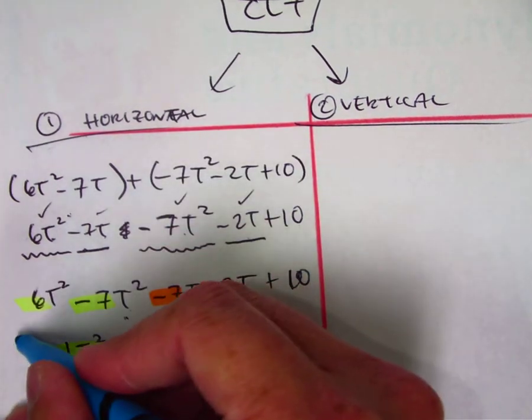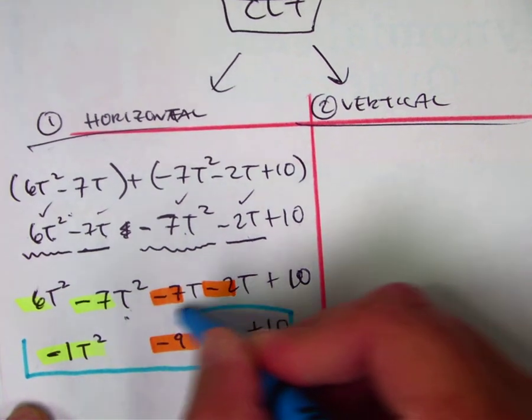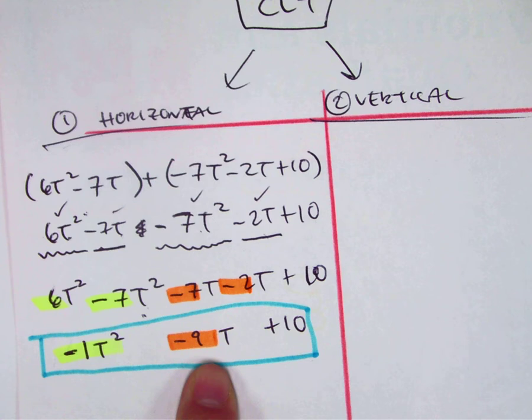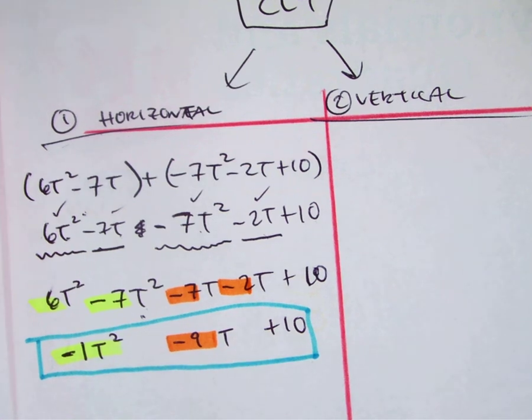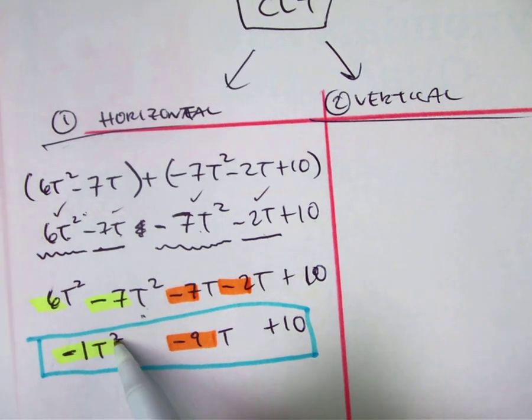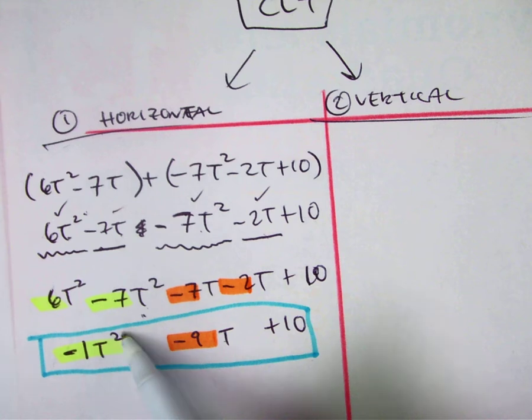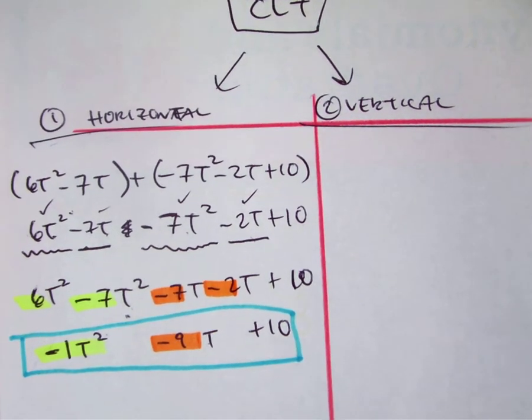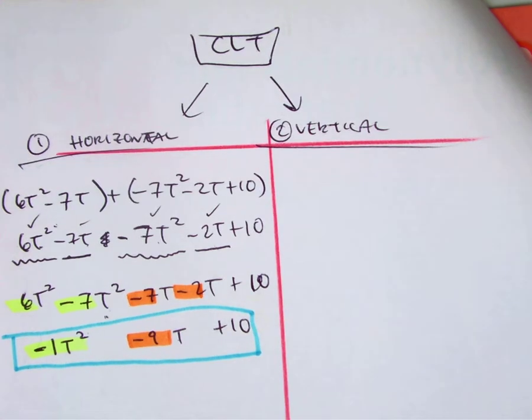So our answer is negative 1, or you just write negative t squared minus 9t plus 10. Notice how that is in descending order. T to the second, t to the first, t to the 0 power. Let me show you how to do the same problem vertically.